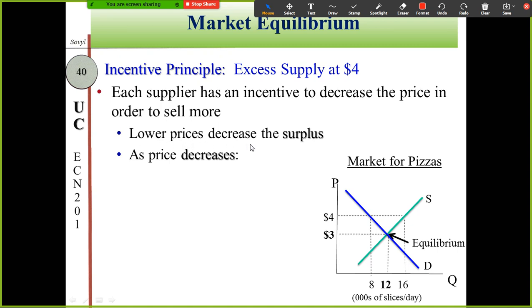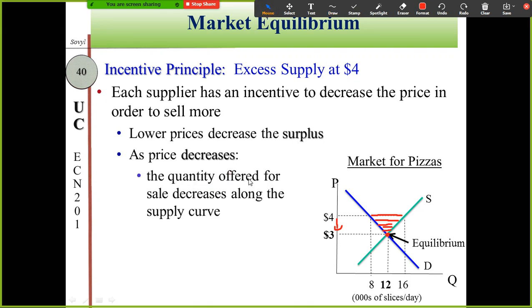Lower prices decrease the surplus. As the price decreases, the surplus becomes smaller. What is the surplus? Before, the surplus was here. So when the price gets cheaper and cheaper, the surplus becomes smaller and smaller. So at equilibrium, the surplus is zero. When the price decreases, the quantity offered for sale decreases along the supply curve.